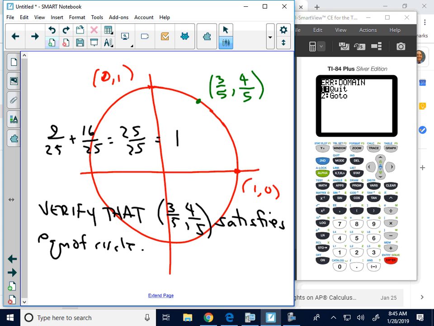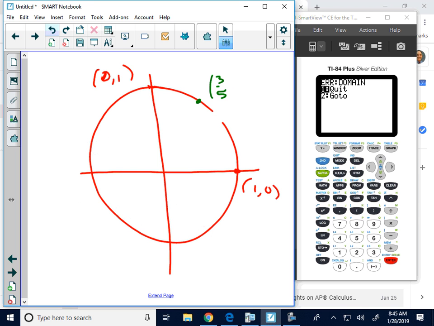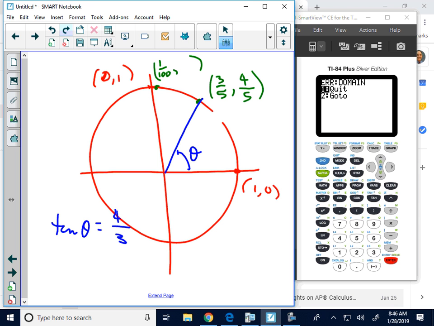And if I said, what is the tangent of this angle, tangent of theta? You can do that pretty easily just by looking at the y and x coordinates, and you get 4/3. As the point goes closer and closer to the top, the tangent will get larger and larger. So if I had a point right here with x equal to 1/100th, and I said, what is the corresponding y coordinate? You could find that.